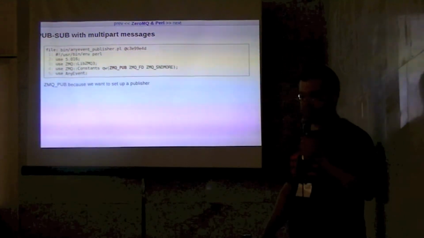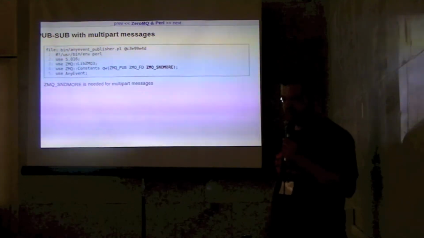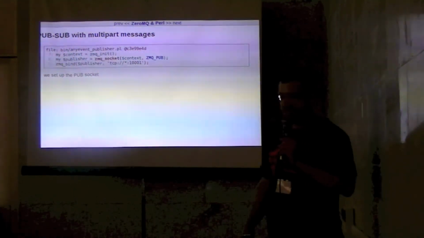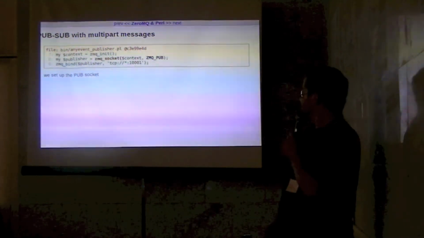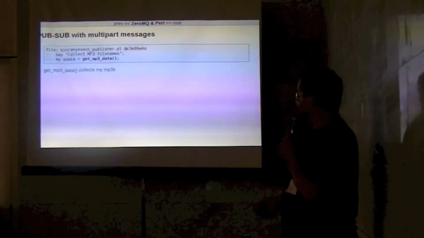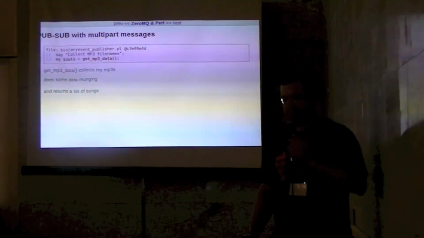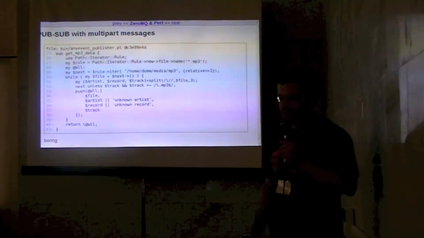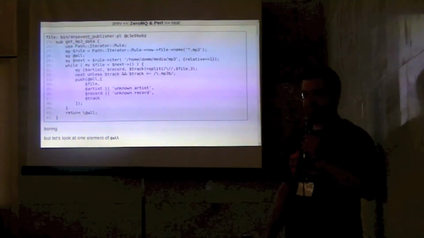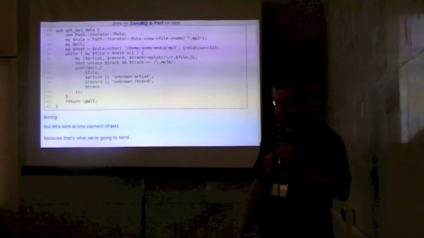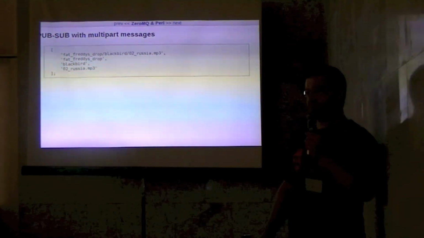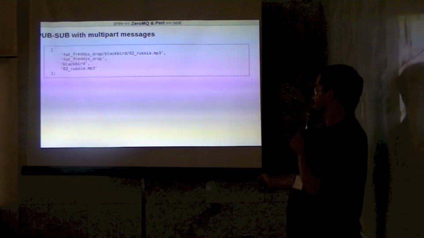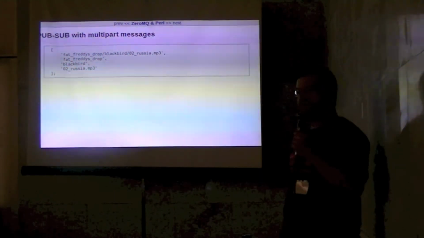We use ZMQ_PUB to get a publish socket. We want ZMQ_SNDMORE so we can have multipart messages. We just again bind to the pub socket. That's a method that does some data munching and returns a list of songs from a file system. It's not very interesting, just plain old Perl. The interesting thing is what one part of this list looks like, because that's what we're going to send. It's an array of 4 elements: the path to the file, then the name of the artist, of the record, and of the track.